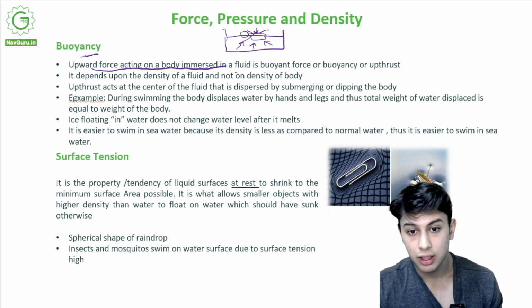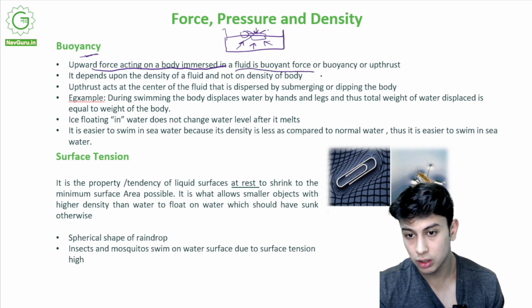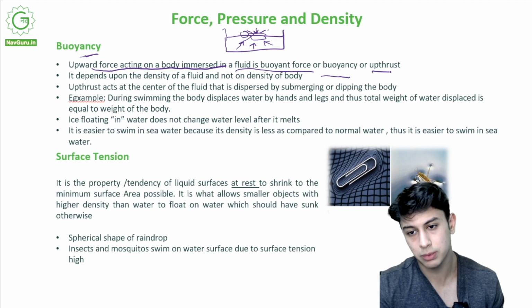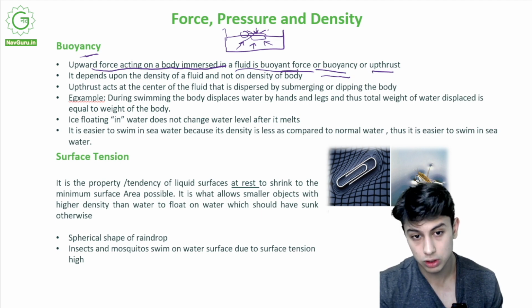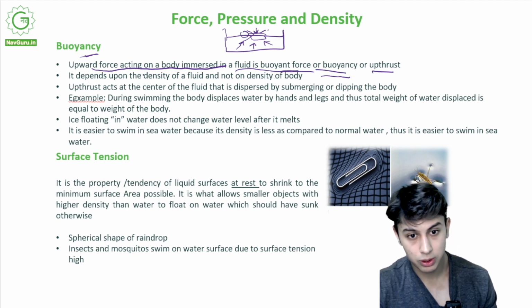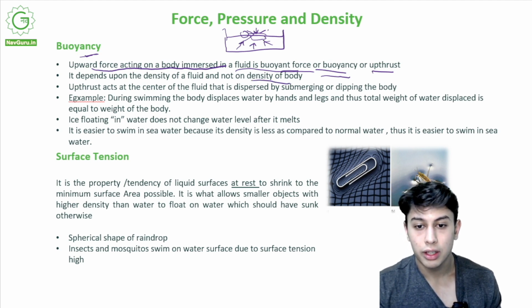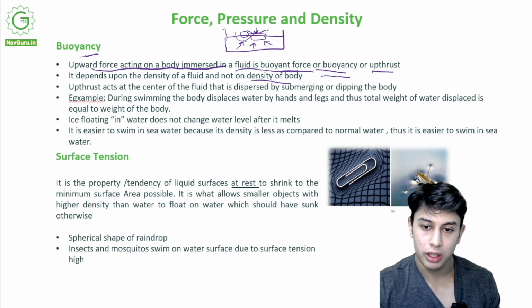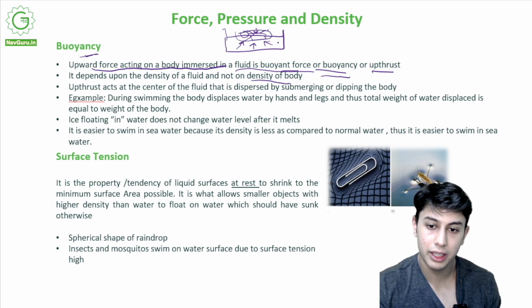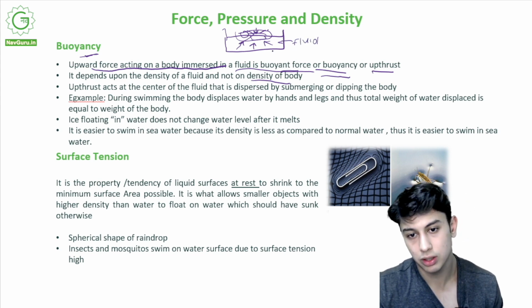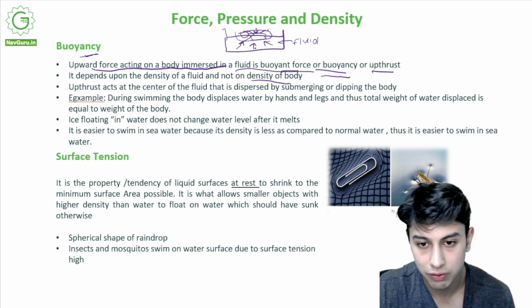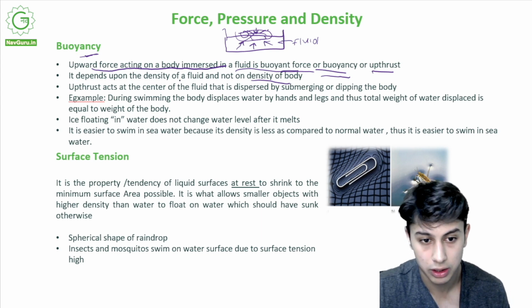Buoyancy is a property of a fluid. It is also called upward thrust, upthrust, or buoyant force. Remember that it depends upon the density of the fluid and not on the density of the body. The body can be as dense as you want, but buoyancy depends on the density of the fluid. Not only water, anything liquid will have buoyancy. It will put an upward thrust on the body that is immersed in it.